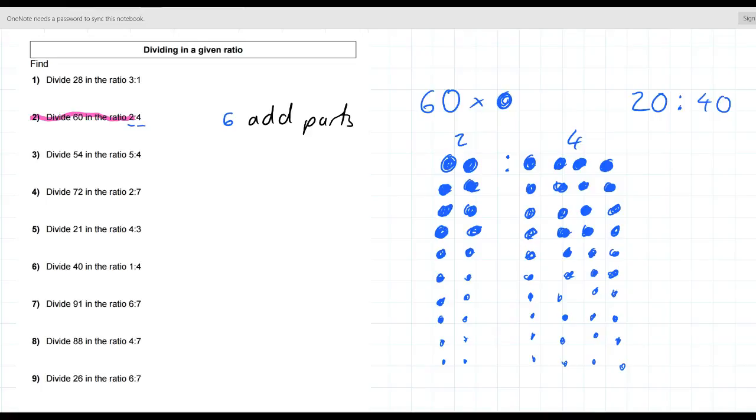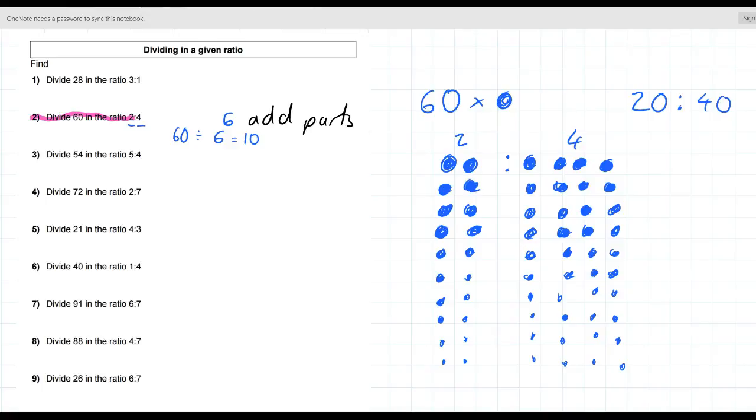Then what you do is you take your 60 and divide it by the parts. Okay, so the number 60 divided by the total parts, which is 6, equals 10. And that tells you how many rows you're going down, essentially, if you were to organise it like this picture here. So 10 pretty much groups of the ratio. Okay, we found out how many groups of that ratio we need.